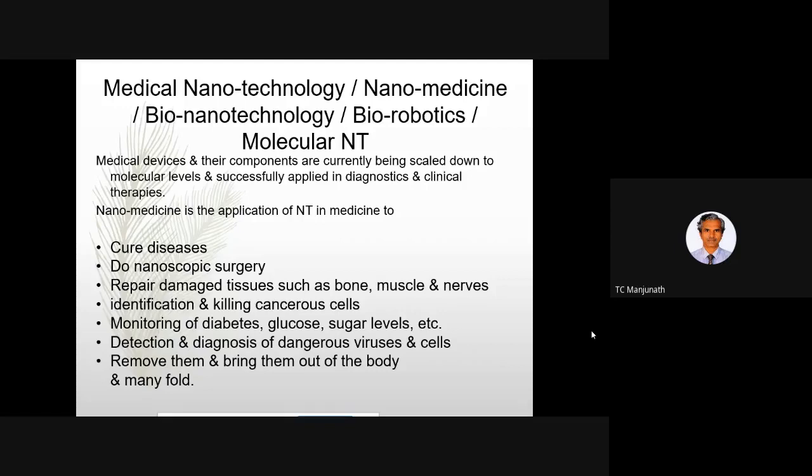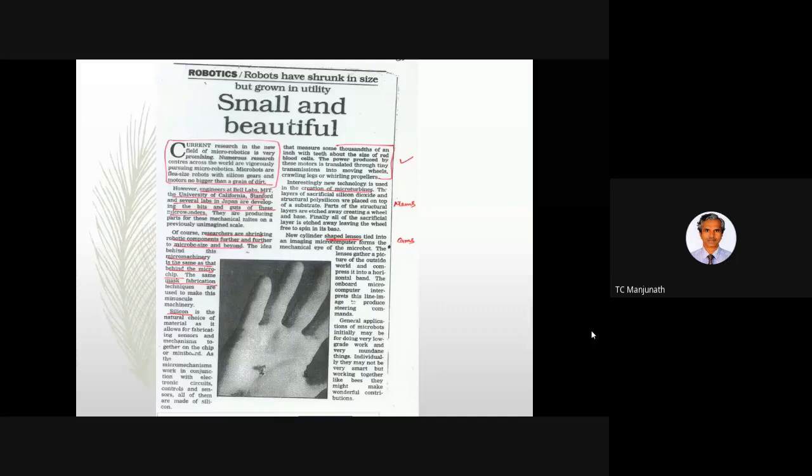Now, from that, I'm bringing you to the world of microbots. What is this microbot? See, day by day, as I told you, as the technology started developing, the component size also started shrinking, becoming smaller and smaller. That's why an article came in the Times of India showing that small is beautiful. Robots have shrunk in size, but grown in utility. The current research in the new field of microbotics is very, very promising. Numerous research centers across the world are vigorously pursuing micro robotics.